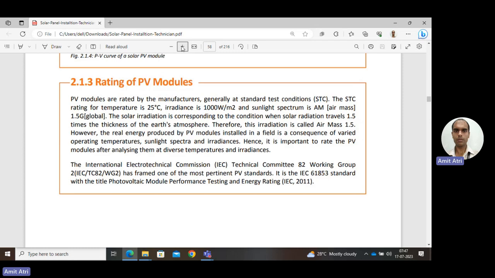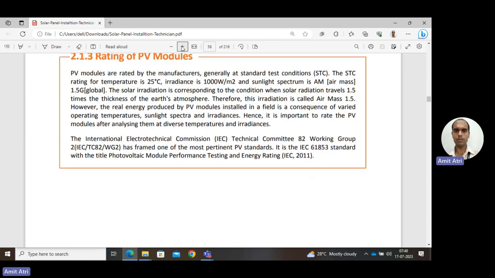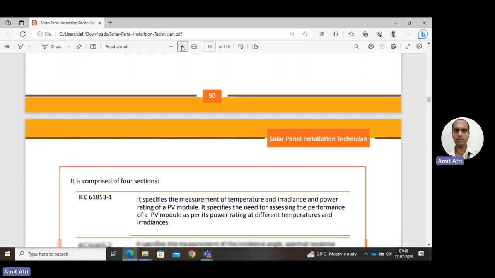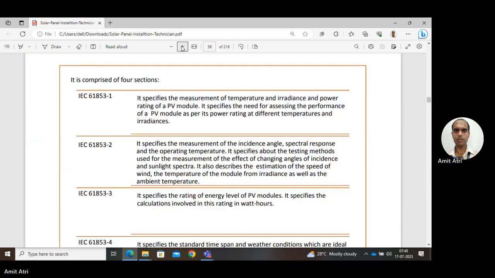The International Electrotechnical Commission, Technical Committee 82 Working Group, is a specifying and regulatory body that has framed one of the most pertinent PV standards for photovoltaic panels. That is the IEC 61853 standard, titled Photovoltaic Module Performance Testing and Energy Rating, IEC 2011. Here are some of the sections specified in IEC 61853.